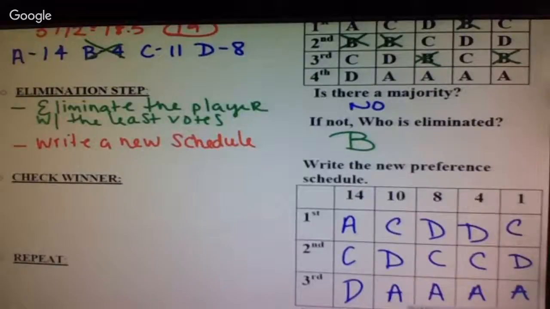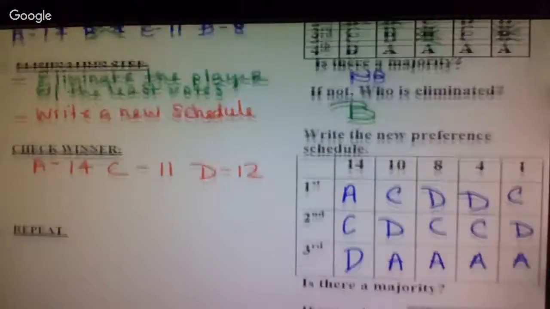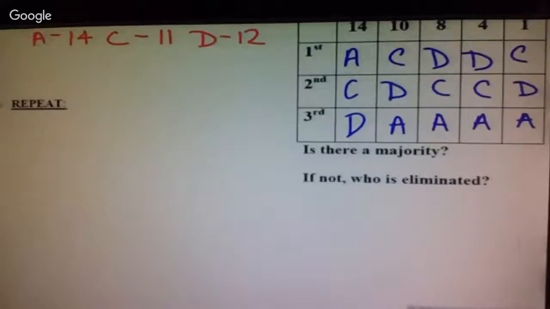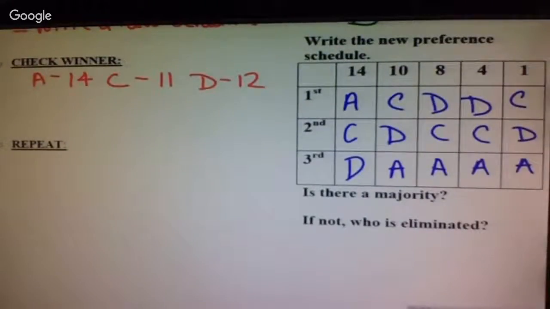So now that we've got a new preference schedule, A has how many first place votes? 14. C has 11 and D has 12. Uh-oh. We still don't have a majority winner. We're still down in the dumps. We still don't have anybody with a majority. So I've got to eliminate again. C goes bye-bye now. So we get rid of C.